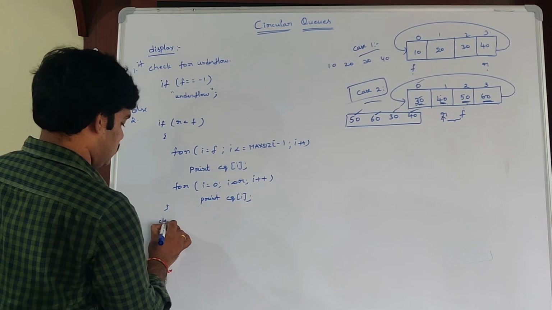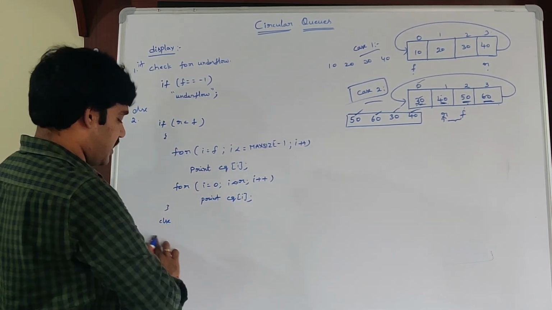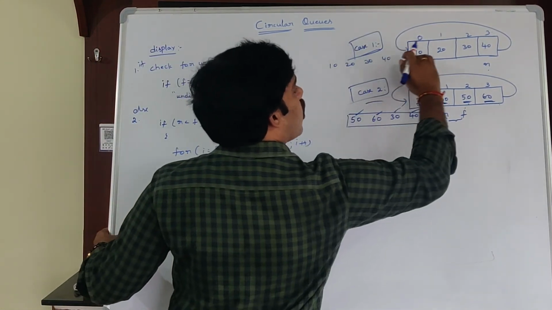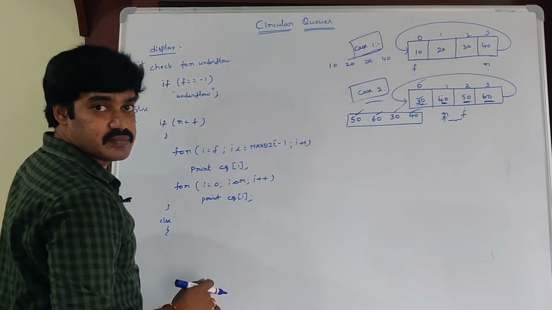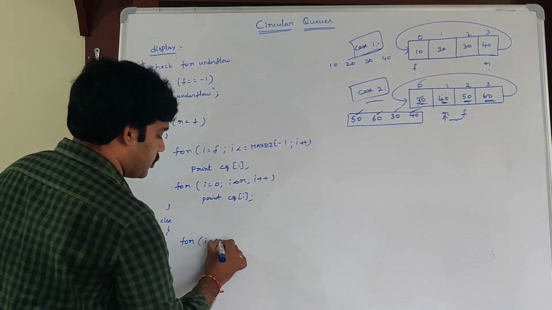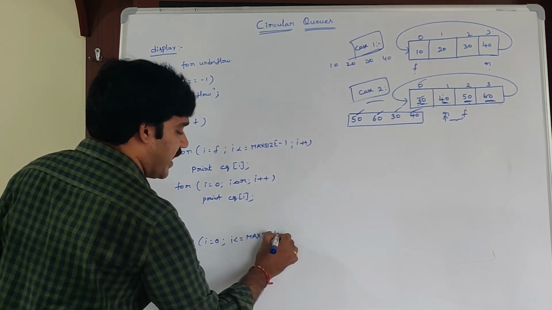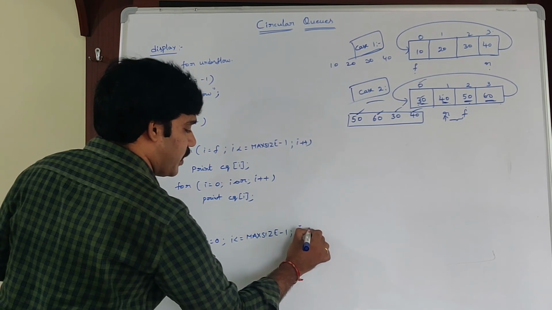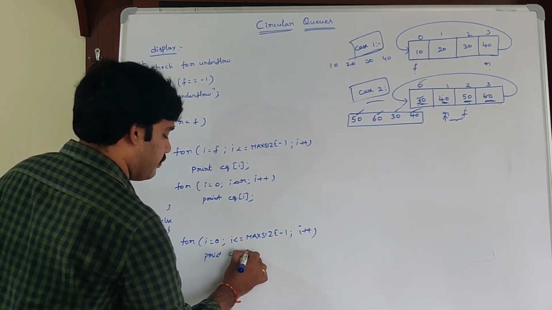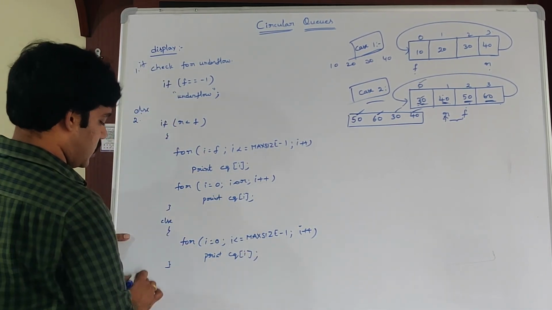Else, that means if this condition is false, this is the case. Consider case 1. Now how to display the elements? For I is equal to 0, I less than or equal to max size minus 1, I plus plus, print circular Q of I, print CQ of I. This is the closing of the else block.